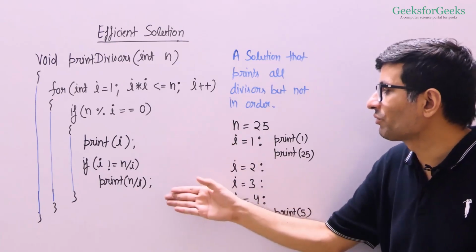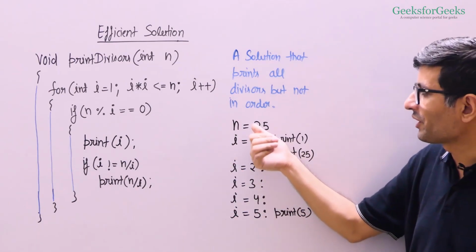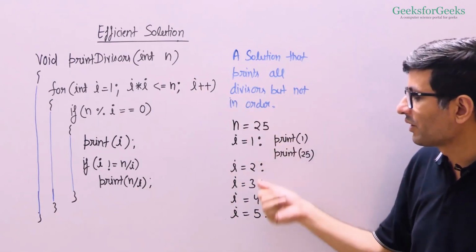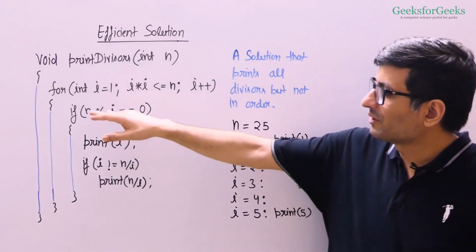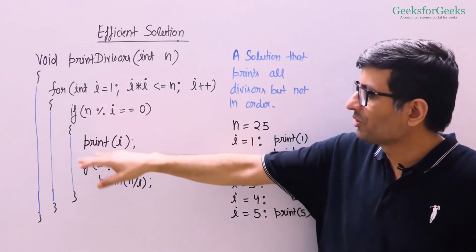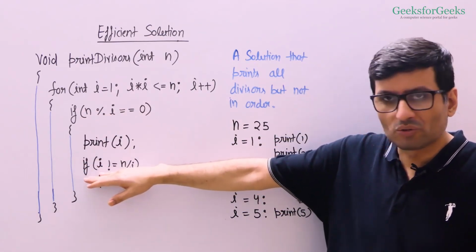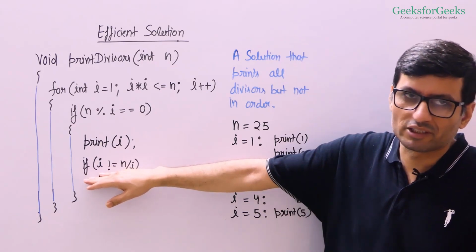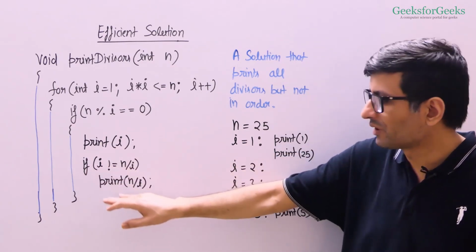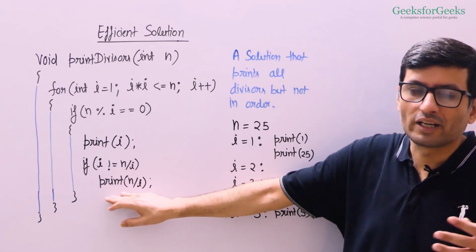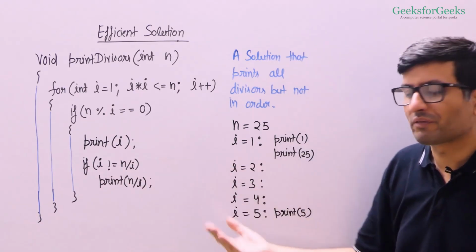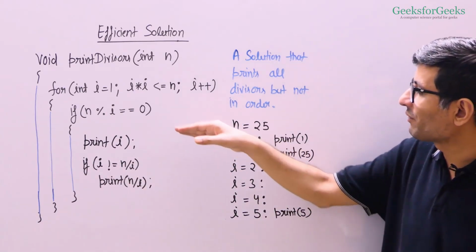Let's see how this code runs for 25. For 25, we are going to run from 1 to 5. When you run for 1, 1 is dividing n, right? So you are going to print 1. Then this is not true: 25 by 1 is 25 and 25 is not equal to 1. So we'll come here and we'll print n by I, which is 25. Right? Now we'll run for I equal to 2.